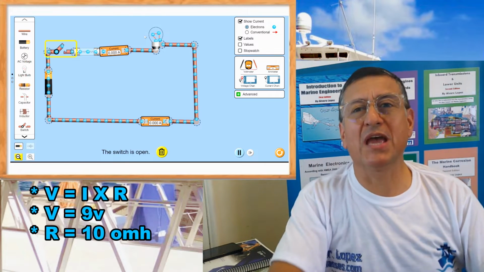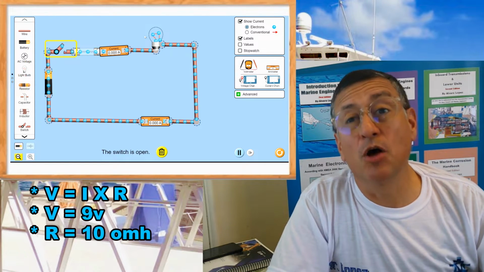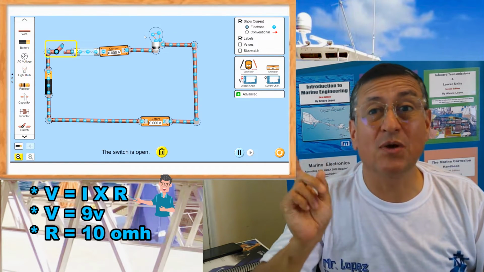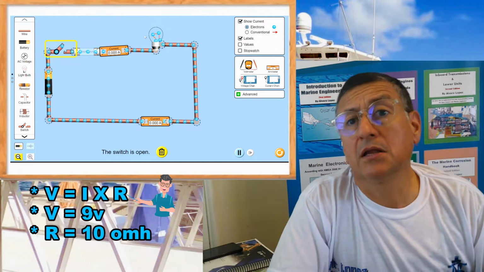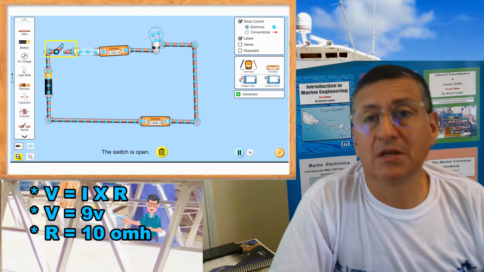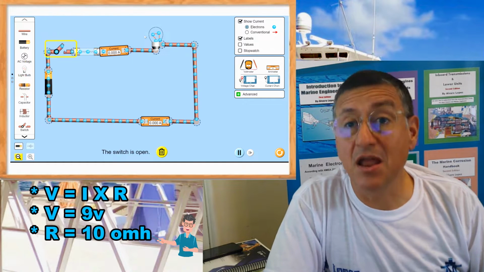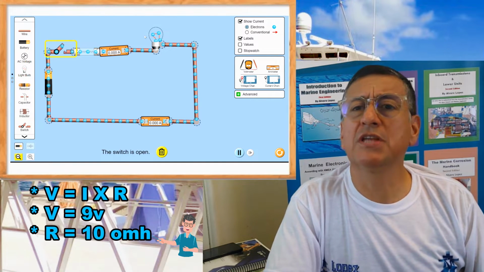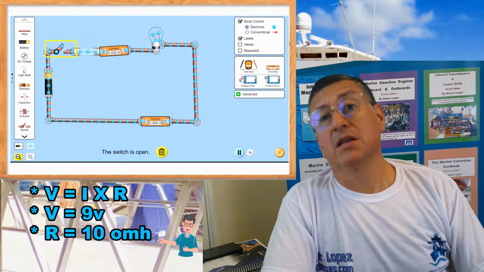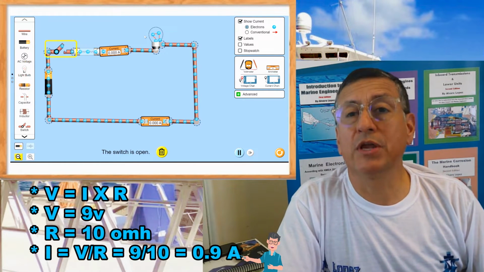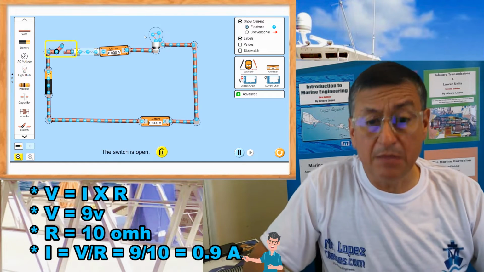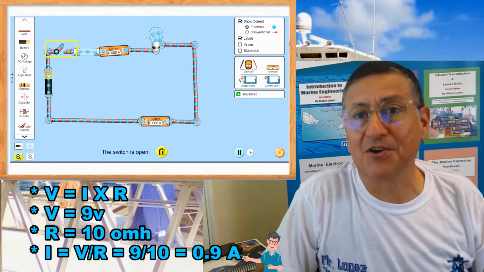We are going to use Ohm's law. Ohm's law states that the voltage is equal to intensity times resistance. If the voltage is 9 volts and the resistance is 10 ohms, how much is the intensity? 9 volts divided by 10 ohms is 0.9 amps. Let me check if that's true according to Ohm's law.